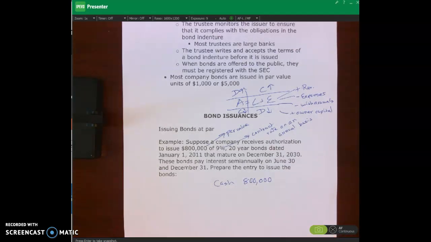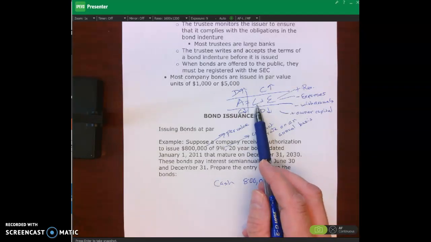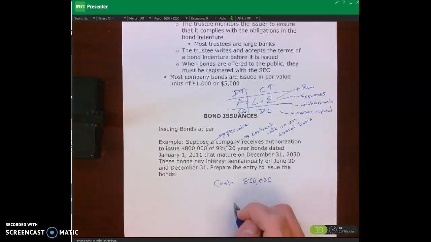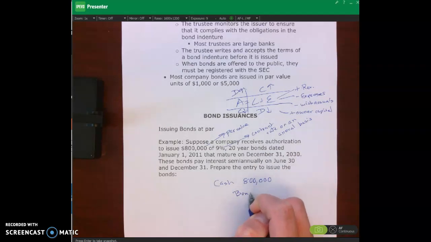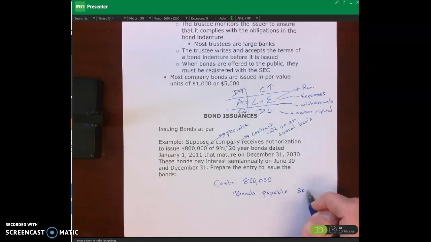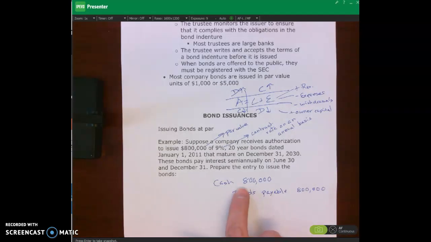And then what do we incur? Remember, bonds, as I said in the first lecture video, that is a liability. Bonds are a liability. Where do we put liabilities? Right here, in terms of the accounting equation. How do I increase a liability? With a credit. So the specific liability that I will credit is called bonds payable, $800,000. Debit cash, credit bonds payable. This is the journal entry to issue bonds at par.